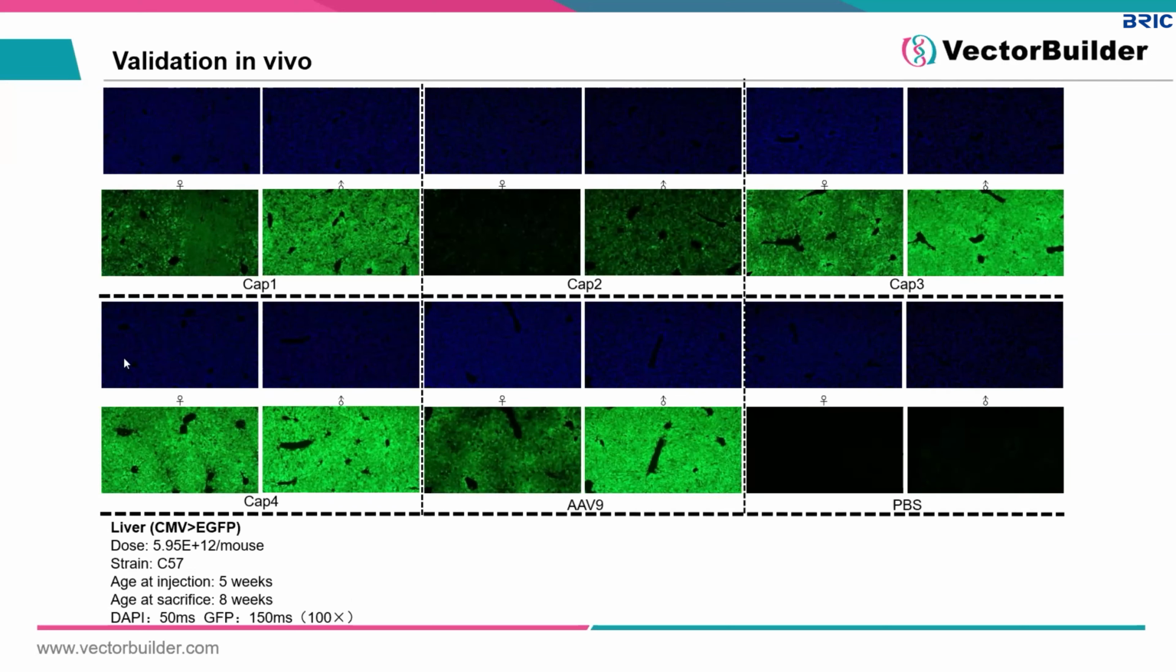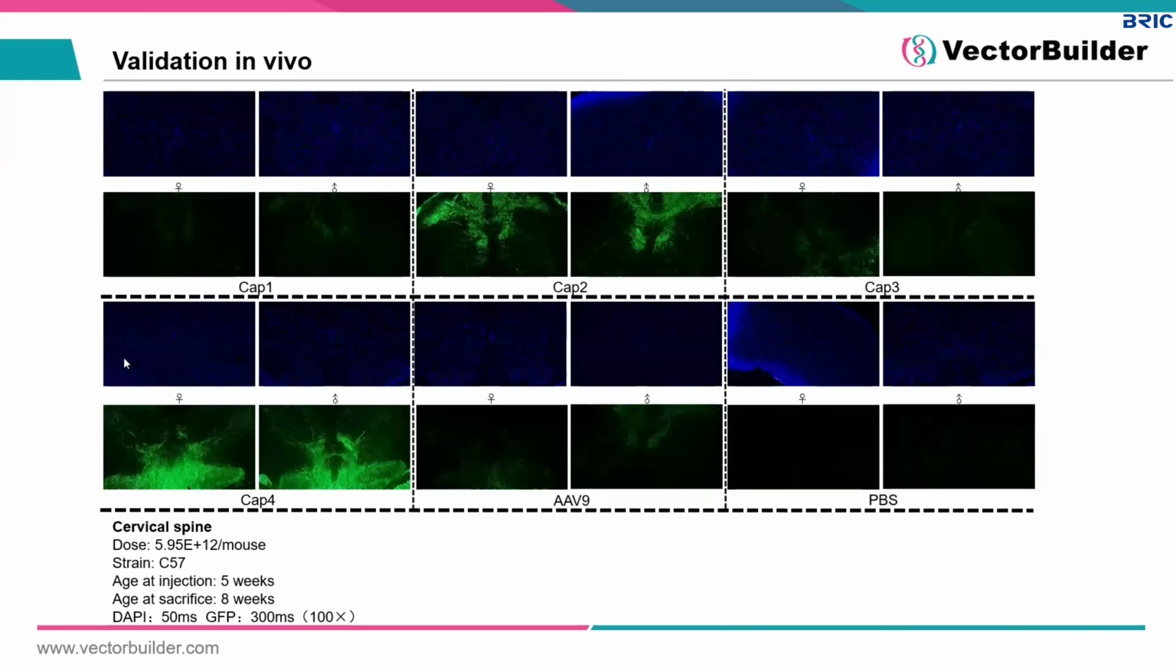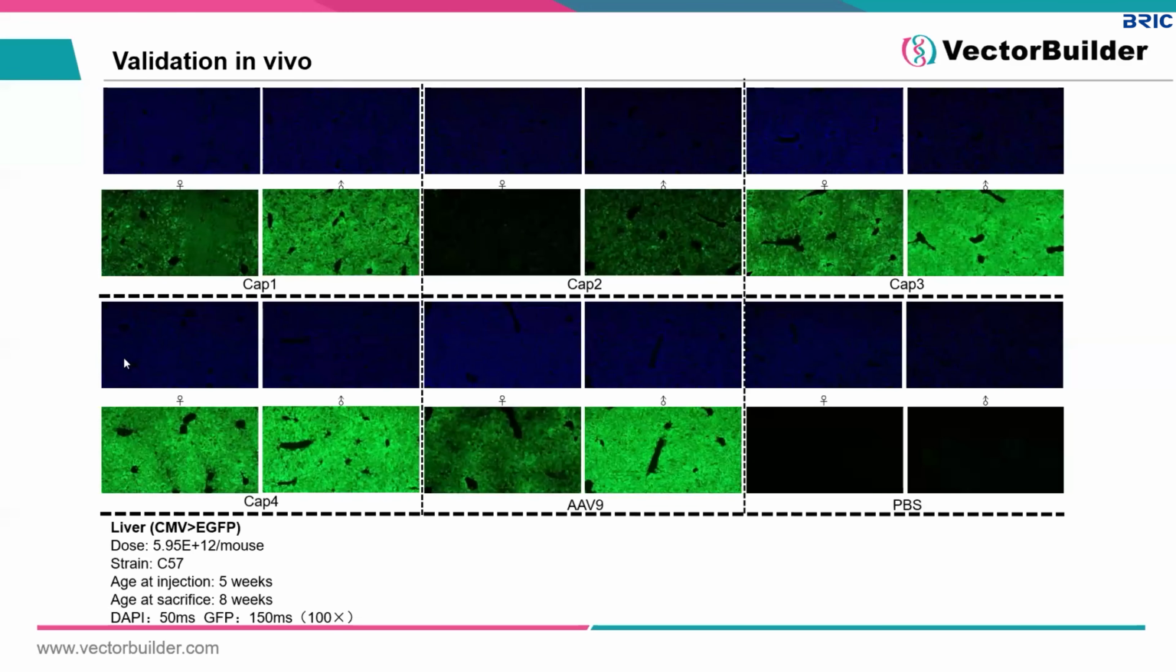And moreover, we also do the validation in the spinal cord tissues. We harvest spinal cord tissues and do sections, and then we check the EGFP expression level. Compared to the AAV9, we found these four mutants, CAP1, 2, 3, 4, are all capable of penetrating the BBB and then transducing the spinal cord tissues. But as we know, these are the, I'm sorry, I'm showing the liver tissues. So these are the spinal cord tissues. And let's get back to the liver tissue.